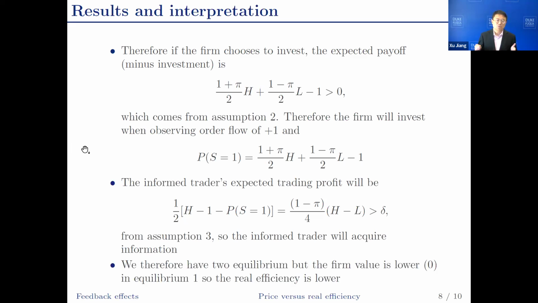So we therefore have two equilibria. What we can see in the first equilibrium, the firm value is lower because the firm value is always 0. The real efficiency is lower. The reason is because the firm does not invest in a case when information indicates that the project could be positive NPV.